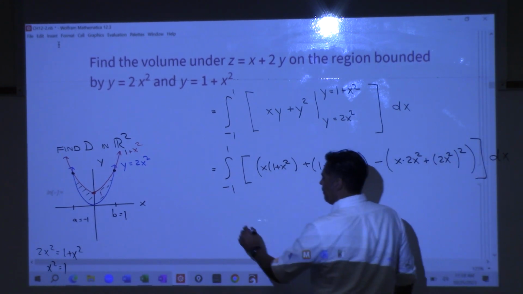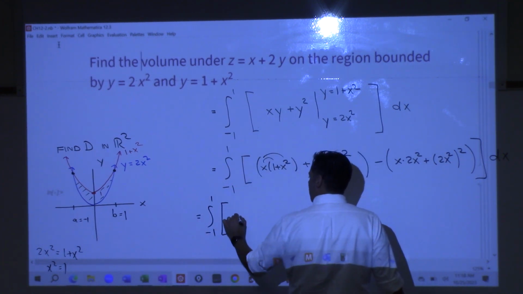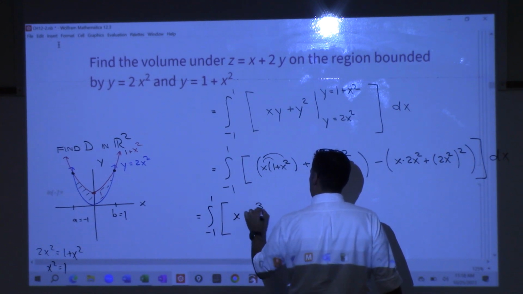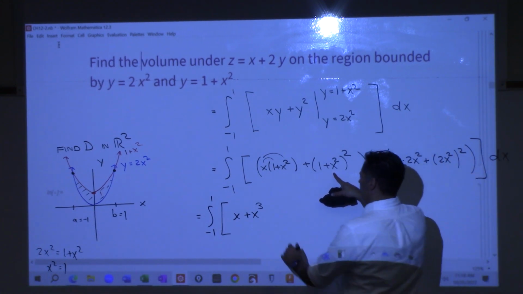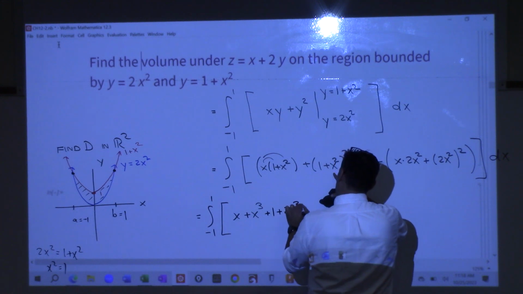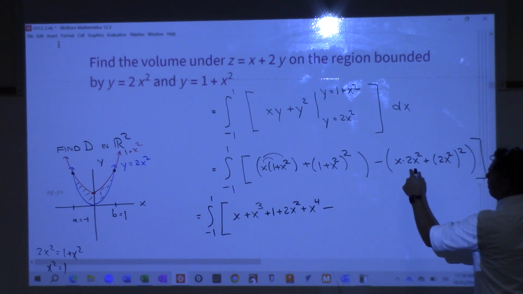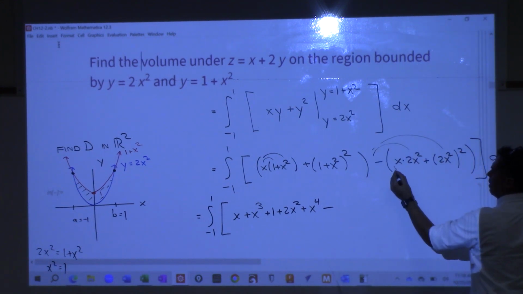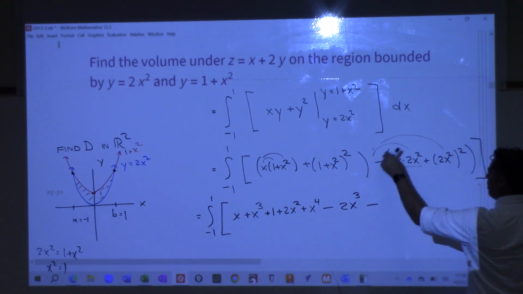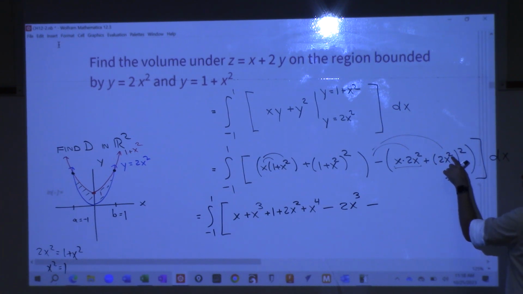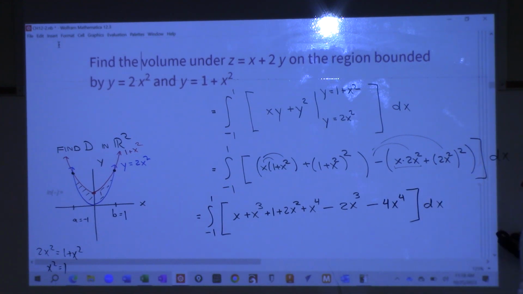Let's go ahead and clean this up. Distribute x through here. We get x plus x cubed. This I'm going to square mentally, so that's going to be 1 plus 2x squared plus x to the 4th. And then minus, here I will distribute this negative through, so that's 2x cubed. And then this will be another minus because the minus comes through here. This will be 2 squared and then x squared squared, so 4x to the 4th. And then all dx.